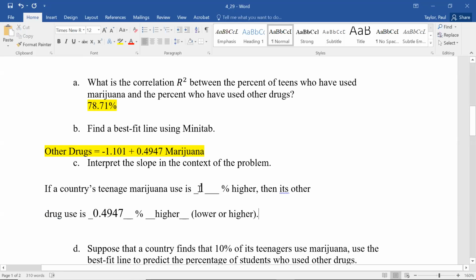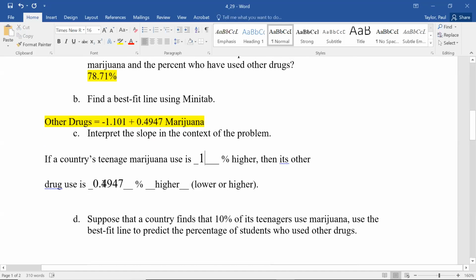So basically, in this interpretation question, I'm always going to put a 1 in the x-coordinate part of the sentence. The slope goes in this other piece, and the higher and lower depends on whether or not the slope is positive or negative. Here it's positive, so we go up.